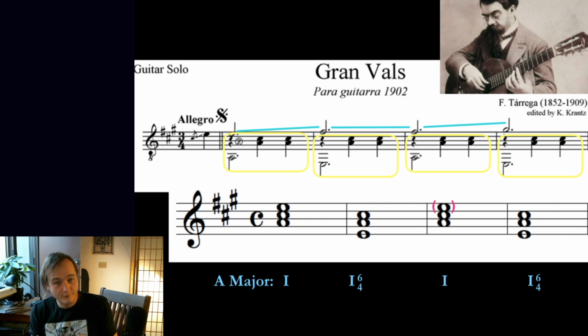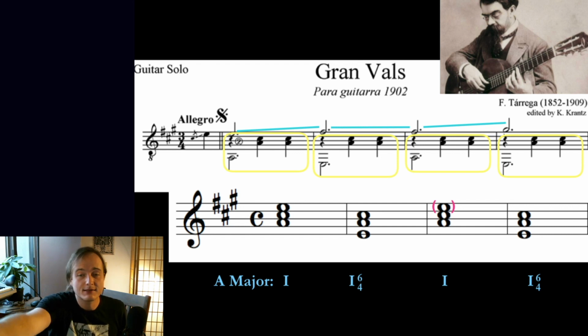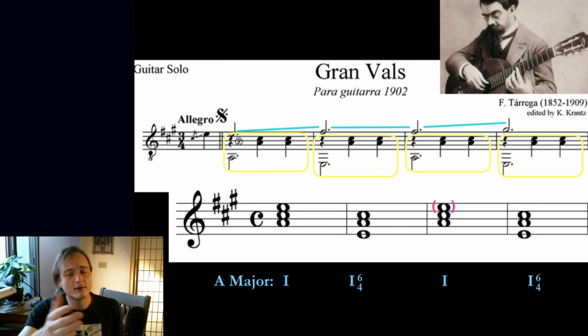So this is the fifth in the bass, in other words, second inversion, which I'm going to call 1-6-4. As you can see there, the 6 is from E to C sharp, and the 4th is from E to A. So you can see pretty clearly in even just the shape of the chord those figured bass inversion numbers 6 and 4. Then the third chord is just back to the 1 in root position.